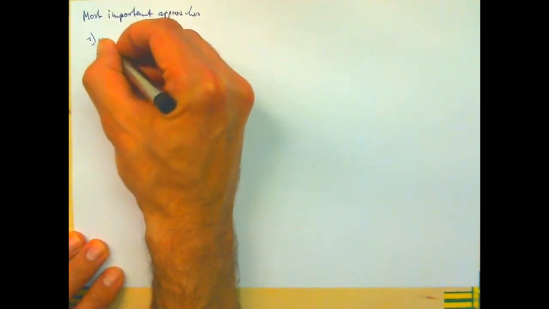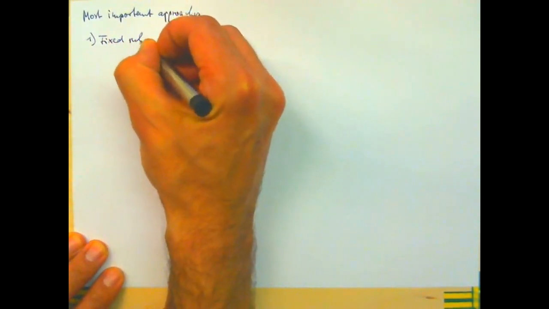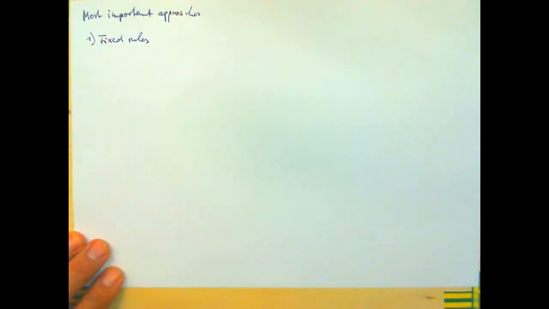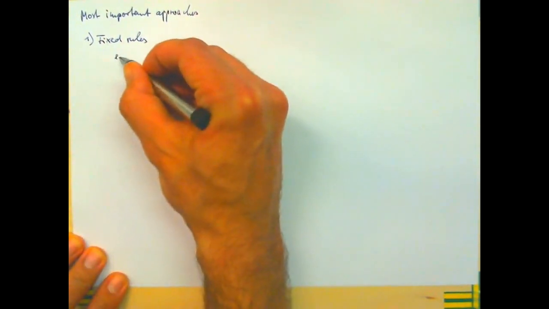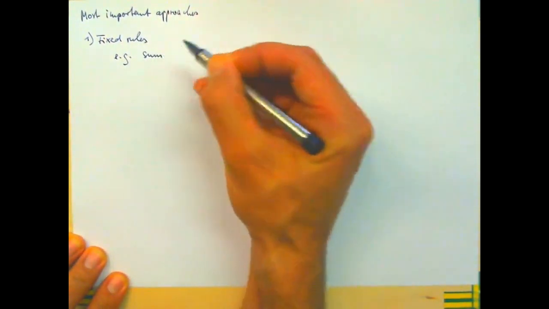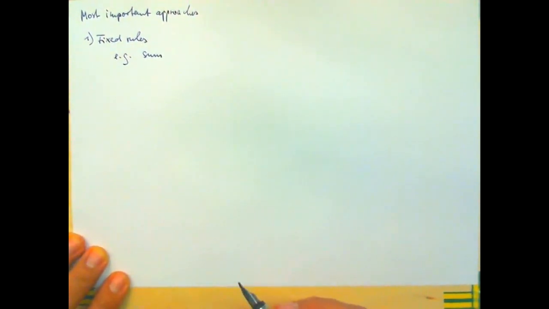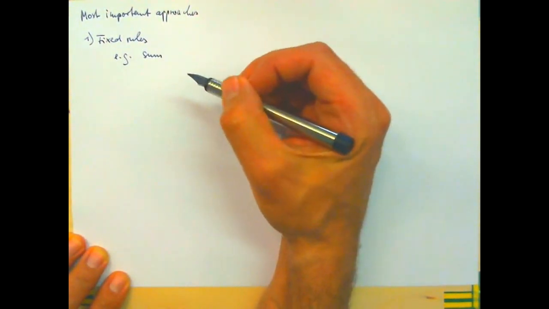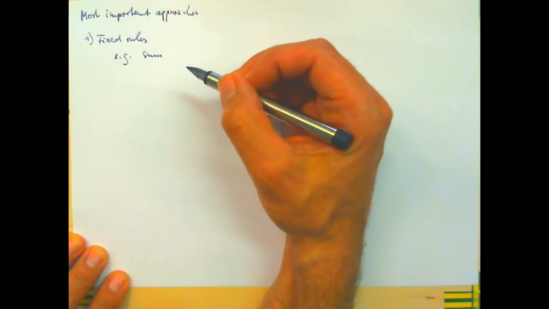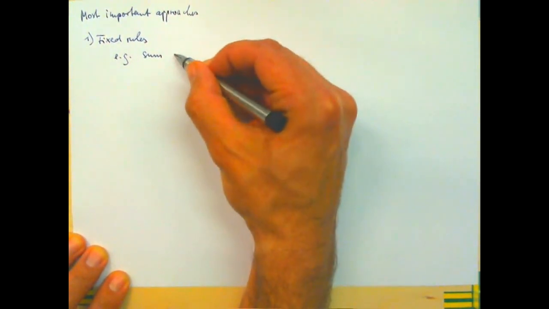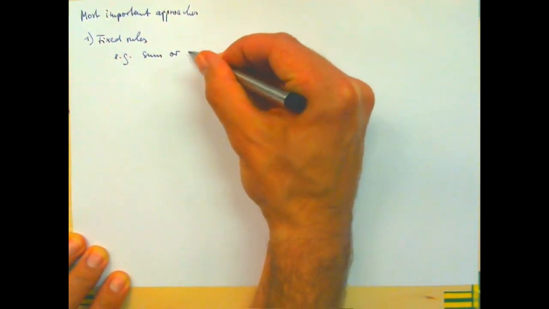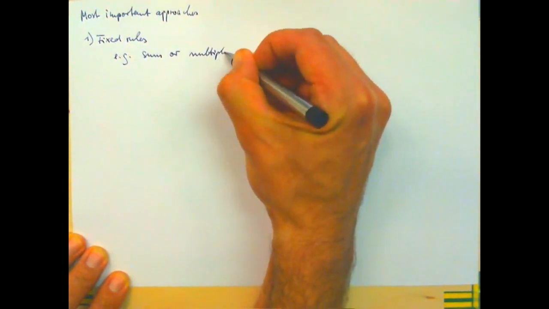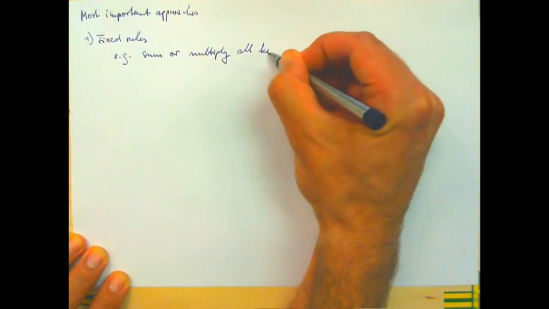namely fixed rules. In the exercises, you already studied how you can combine valid kernels to produce new valid kernels. For example, if you sum positive semi-definite kernels, the result will be positive semi-definite. It turns out also that if you multiply positive semi-definite kernel matrices, the result will again be positive semi-definite. So a fixed rule would be, for example, to sum or to multiply all the kernels that you're interested in.